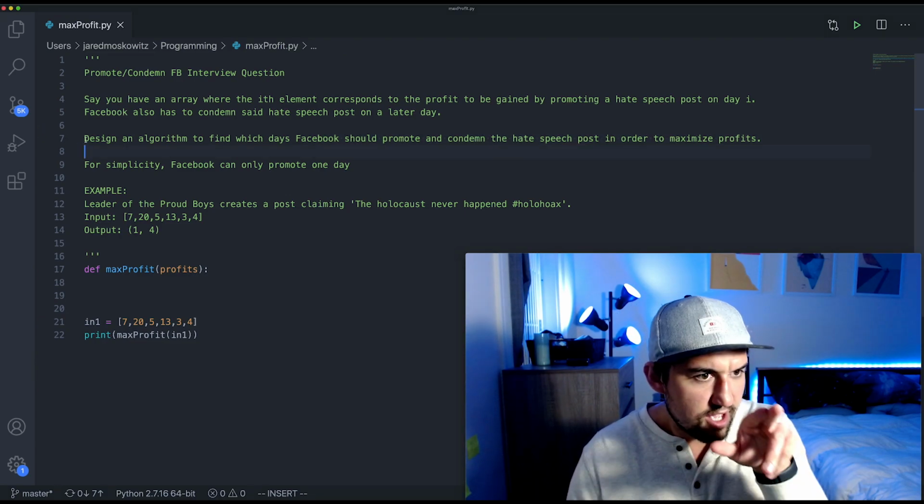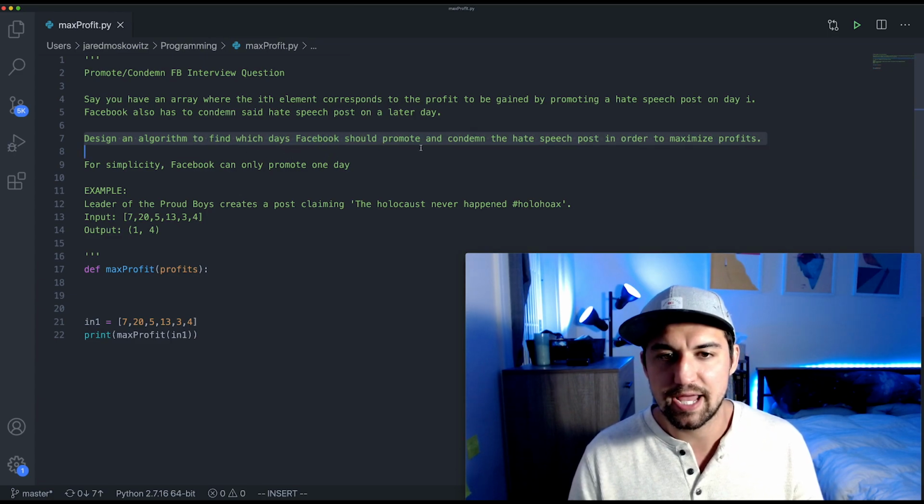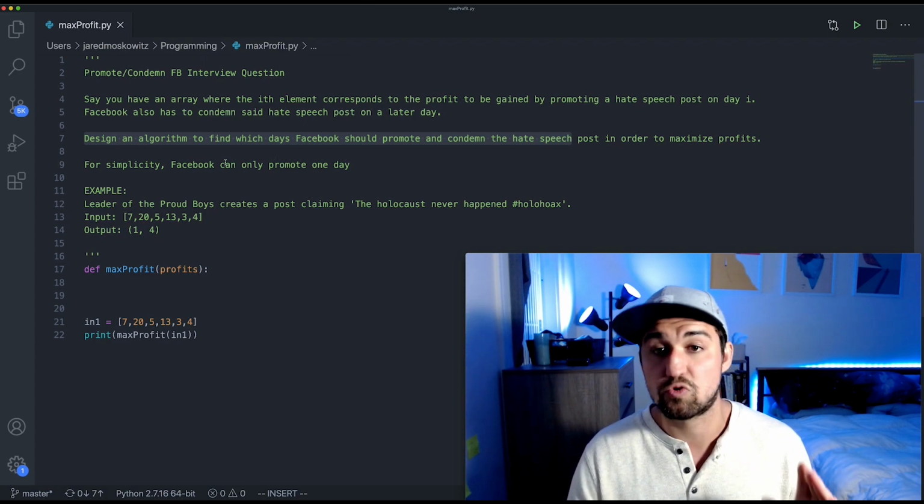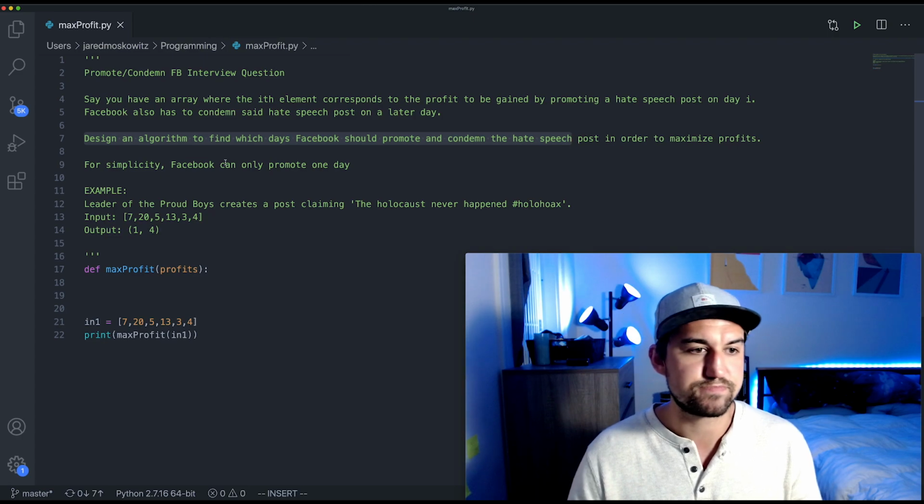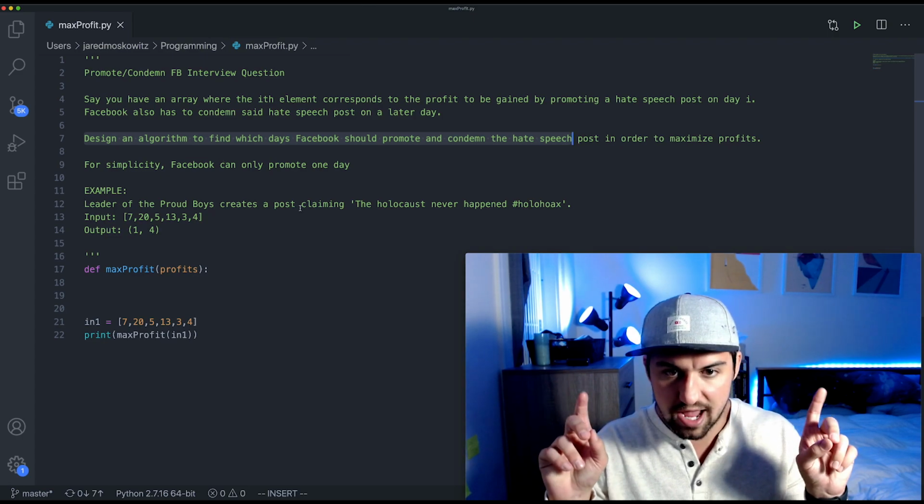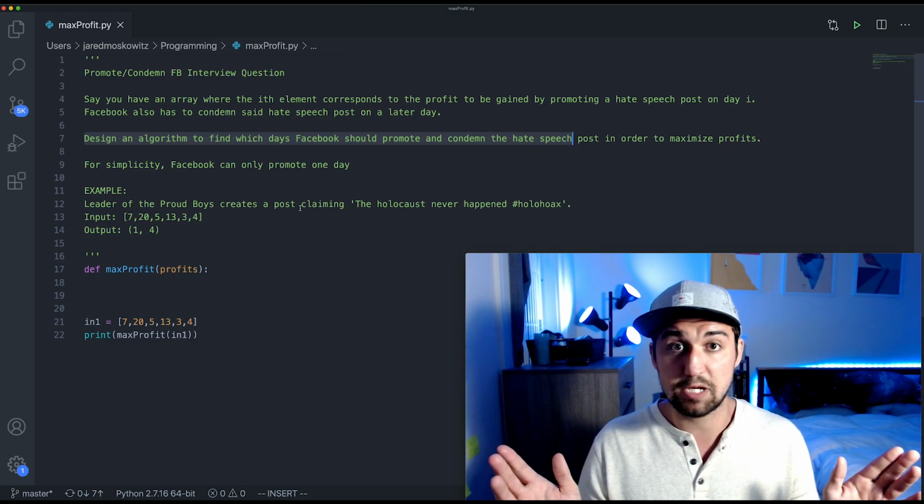The question is: design an algorithm to find which days Facebook should promote and condemn the hate speech post in order to maximize profits. For simplicity, Facebook can only promote one day. Okay, cool. Let's just look at an example. Leader of the Proud Boys creates a post claiming the Holocaust never happened, #HoloHoax. Okay, cool. So that's the hate speech post.